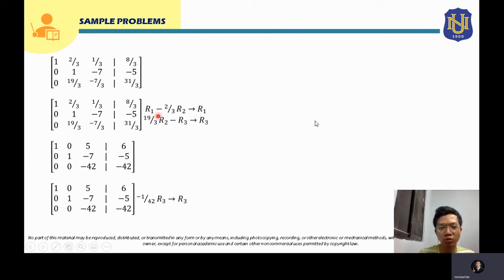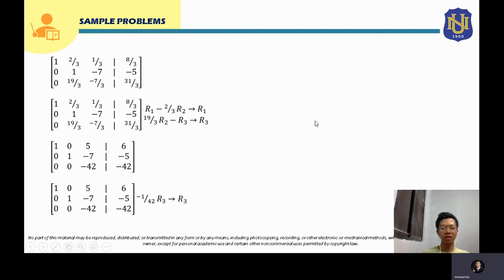Now for the new third row, we will perform this. So this will be 19 thirds times R2. So that will be 19 thirds times 1 minus R3, which is 19 thirds. So 19 thirds times 1 minus 19 thirds, that will become 0. And then 19 thirds times negative 7 minus negative 7 over 3. So that will be negative 42, right? And then we have here 19 thirds times negative 5 minus 31 over 3. So that will give you negative 42.